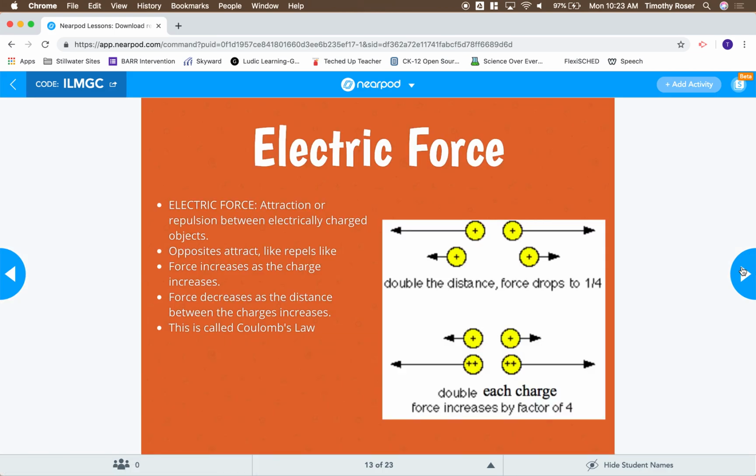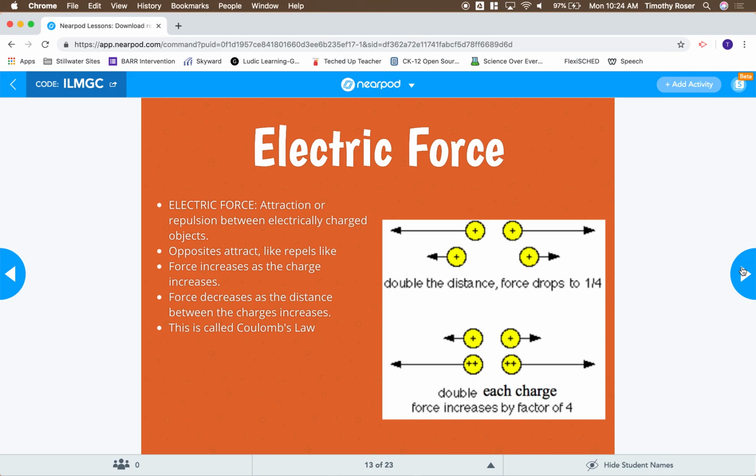Now, electric force is different than electric charge. Electric force is the attraction or repulsion between electrically charged objects. So once you have an electric charge on an object, and that object is interacting with another electrically charged object, that is going to be an electric force. With electric force, opposites attract, and like repels like, just like magnets. The opposite sides of magnets will attract, and like sides of magnets will repel each other.